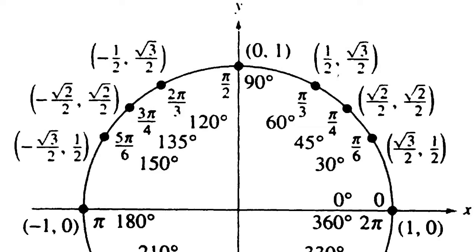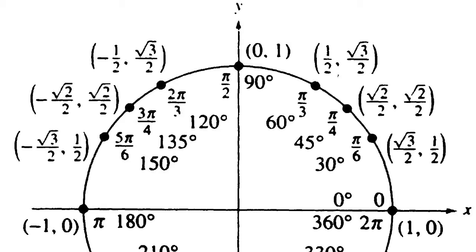So for example, we can go up to the top left. If you went over there to, let's say, 120 degrees, up there at 120 degrees, the x value is negative 1/2. So that would be the cosine of that angle. The y value is square root of 3 over 2. That would be the sine of that angle.